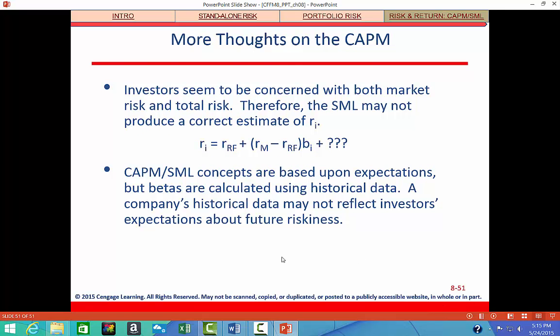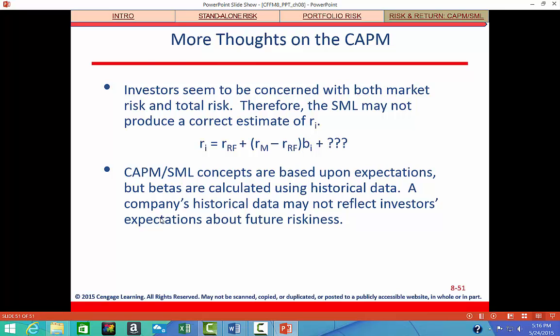And then there's also the consideration that maybe there should be some accounting for total risk, because not everyone's just concerned about how risky is my portfolio relative to the market, but how risky is my portfolio overall. So in that case, the security market line would not produce a correct estimate of the required rate of return. However, we're kind of always doing the best that we can.